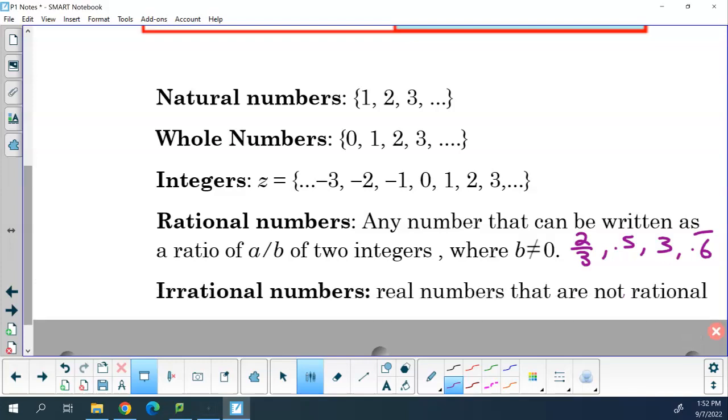My favorite definition in math is irrational numbers: real numbers that are not rational. Thanks. That tells me a lot. Tells me what they're not. Doesn't tell me what they are. I think I could have got that from the name. Irrational. Oh, they're not rational. We have a bunch of examples of those up in our picture, right? Pi, square root of 7.